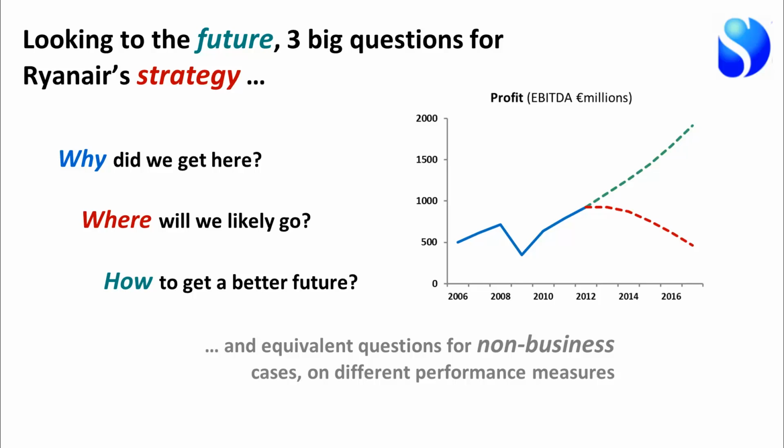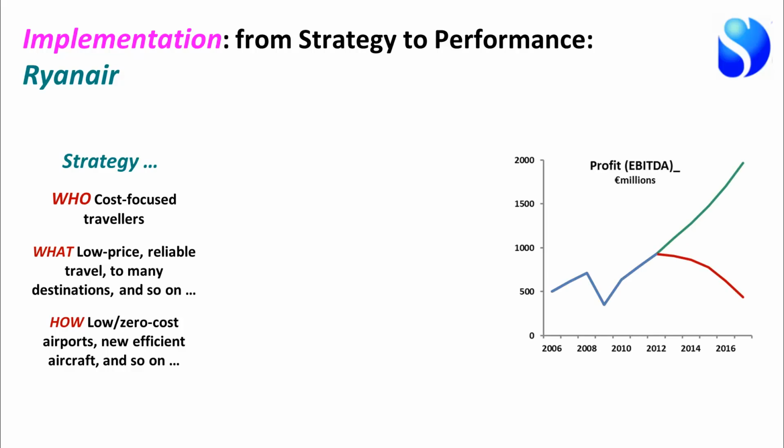To do that, we're going to actually have to implement the strategy over the next few years in the same way that we've been implementing it up to 2012. So here is the strategy on the left-hand side, who we're going to serve, with what and how, and here is the cash profit on the right-hand side. So the strategy is pretty clear and it hasn't changed much.